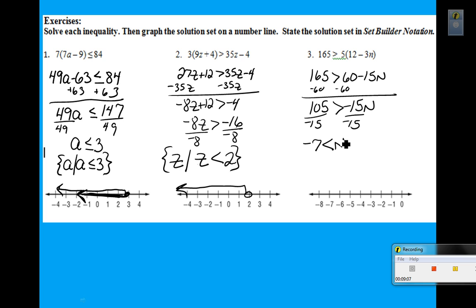We do not want to leave the answer looking like that. I want my variable on the left. So what I'm going to do is write it correctly. I've got an n on this side and a negative 7 on that side. Notice my symbol is opening up towards the n, pointing at the negative 7. I need it to do the same thing. And I still need to do set builder notation. So I've got n is greater than negative 7. So let's open dot negative 7. And greater than is going to go to the right.